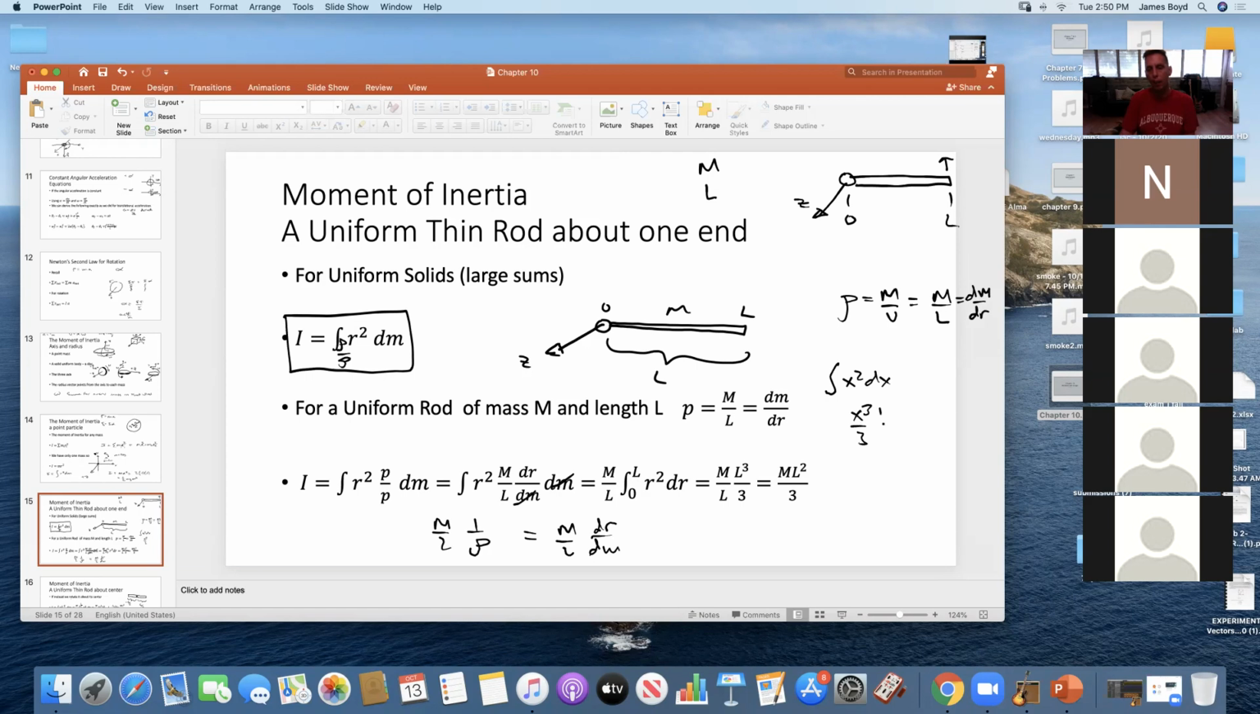And then I'm going from L to 0. So L to the third over 3 minus 0 to the third over 3. And I get this. Cancel 1L, and I get that this is the moment of inertia of a rod about one end. So if I take something and I were to swing it about one end, try to rotate it around one end, this is the moment of inertia that would resist that turn.